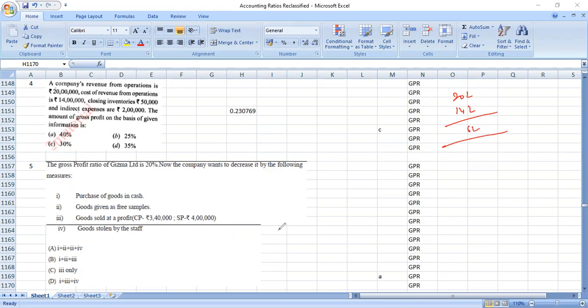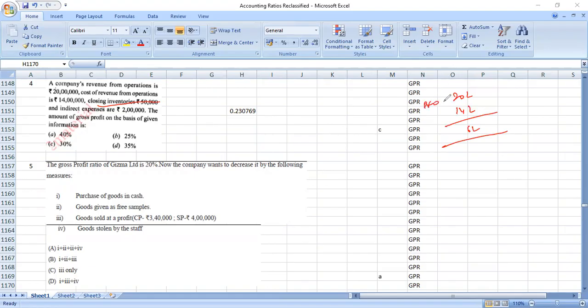See how they're trying to confuse you in this question. This question looks very simple. And how they try to confuse you is that they've given closing inventories. Some people might think that opening stock plus purchases minus closing stock should be included. And they've not given direct expenses. They've given indirect expenses. Indirect expenses are not involved in calculating gross profit. And when should we consider closing inventory? When cost of revenue from operation is not given. To find cost of revenue from operation, opening stock plus purchases minus closing stock is used. But here they've given the cost of revenue from operation itself. That amount itself has been given. So in that case, you don't have to do it.